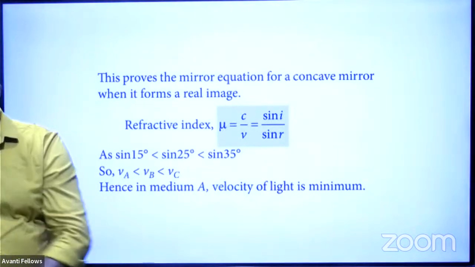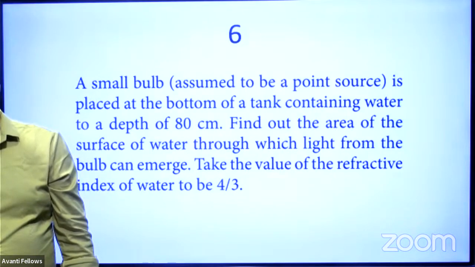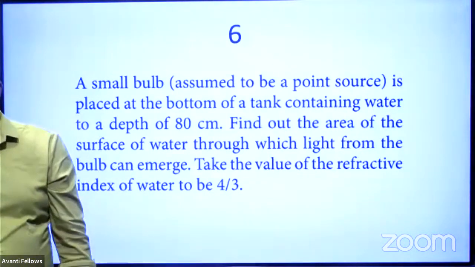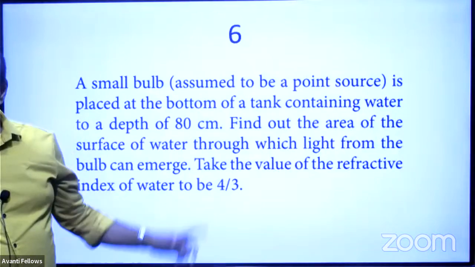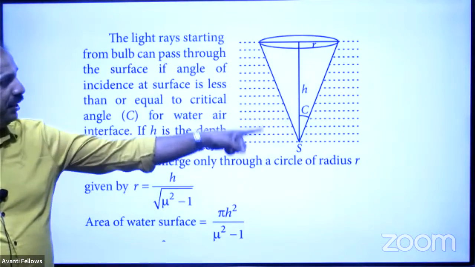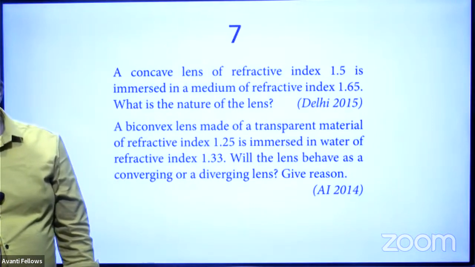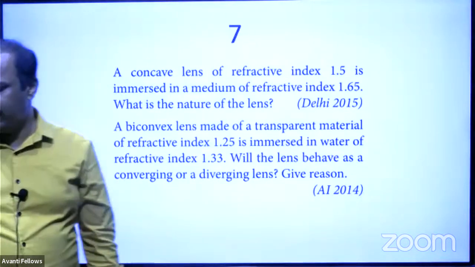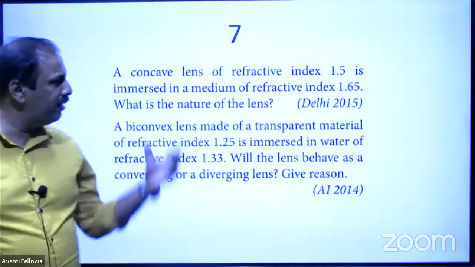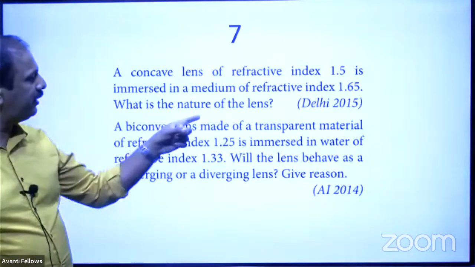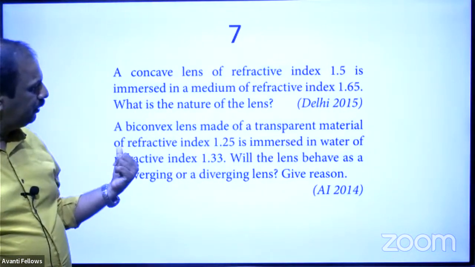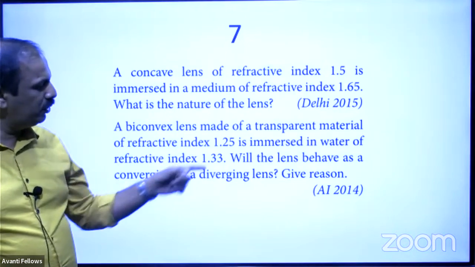Okay, the same thing they explain with an equation. This is again the same bulb question that we previously discussed with the fish. Instead of fish, it is a bulb question. Okay. This is a concave lens of refractive index 1.5. Same thing, immersed in water, that question. Both questions are about immersion.